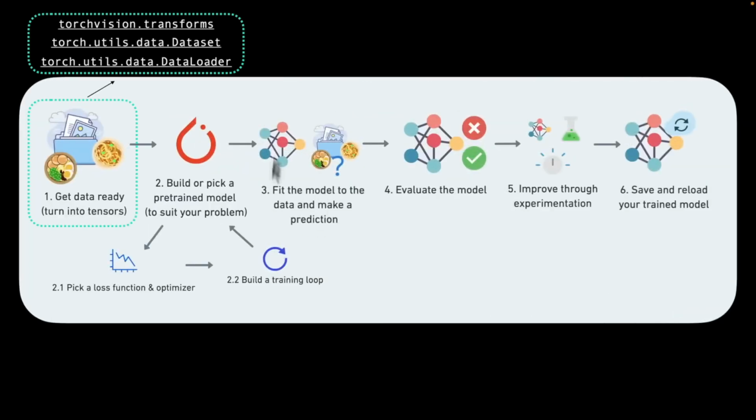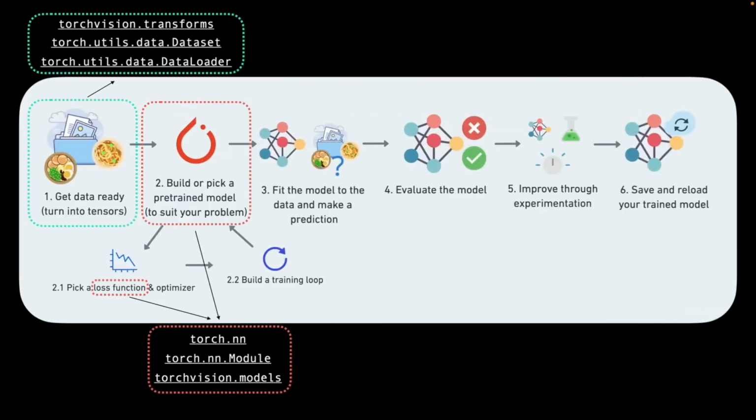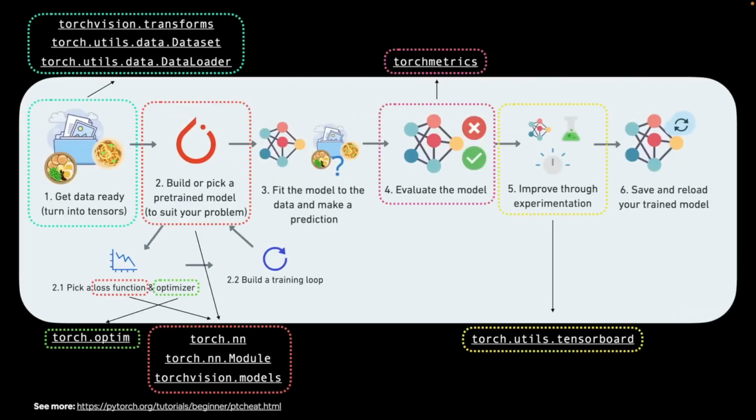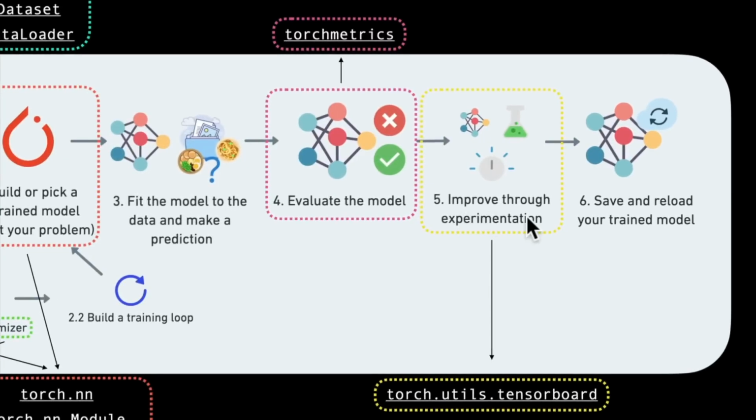Right now, we've fit the model to the data and made a prediction. I'm just going to step through this. Where are we up to? We've done this, we've done these two, we've built a training loop, we've fit the model to the data, made a prediction, we've evaluated our model visually, and we're not happy with that. So we're up to number 5. We're going to improve through experimentation.